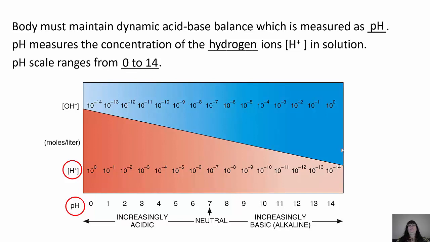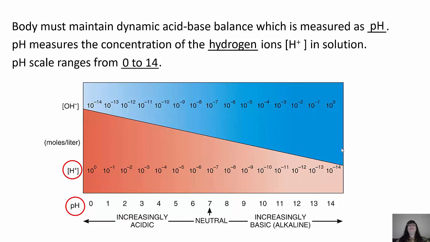A body has to maintain dynamic acid-base balance, and this is measured as the pH. The pH basically measures the concentration of hydrogen ions in a solution, and it ranges from 0 to 14. So the more hydrogen ions that are present in the solution, the lower the pH is. So if you look at the chart, a pH of 0 has the most hydrogen ions, and a pH of 14 has the least hydrogen ions.